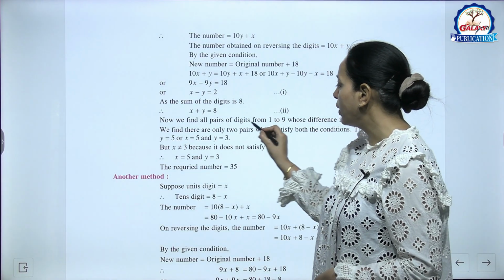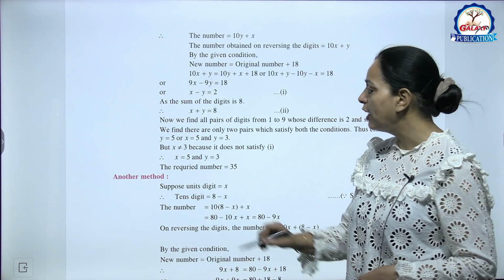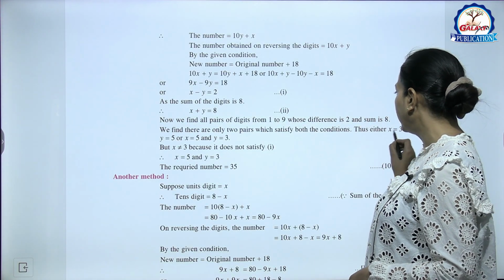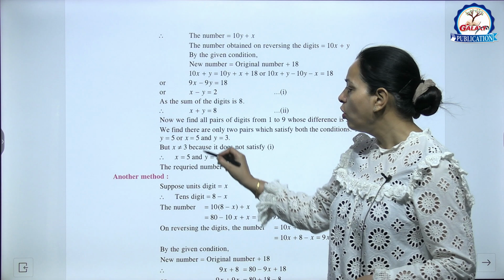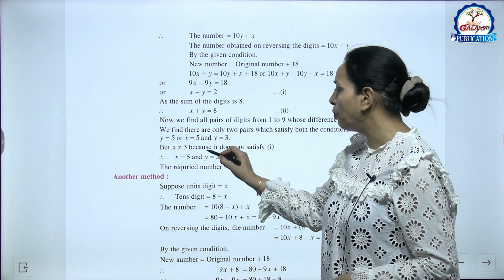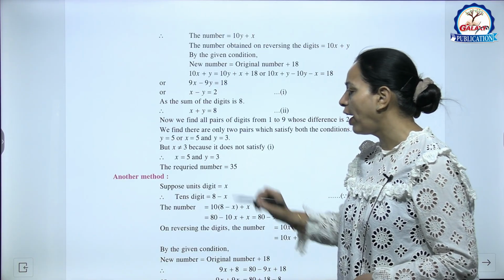Now we find all the pairs of digits from 1 to 9 whose difference is 2 and sum is 8. So we find there are only 2 pairs which satisfy both conditions: either x is 3 and y is 5, or x is 5 and y is 3. But x is not equal to 3 because it does not satisfy the first condition. So therefore x is 5 and y is 3.